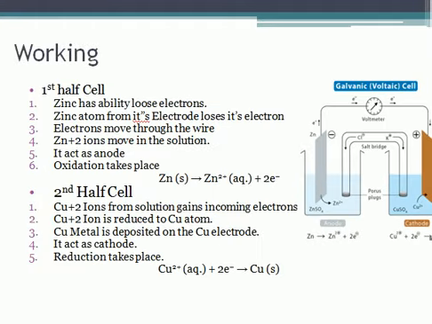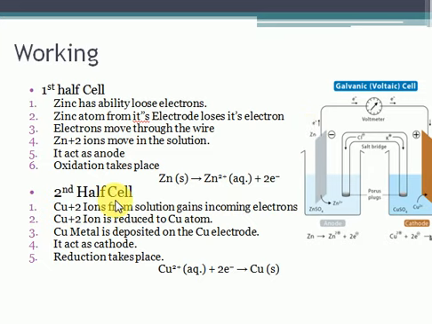Now we will proceed toward the working of galvanic cell. What happened in the first half cell? Actually, zinc has the ability to lose electrons. Zinc atom from its electrode loses its electrons and electrons move through the wire. Zn2+ ions move into the solution. So, zinc electrode acts as an anode and oxidation takes place. Here's the reaction: zinc loses electrons, Zn2+ ions move into the solution and electrons move through the wire.